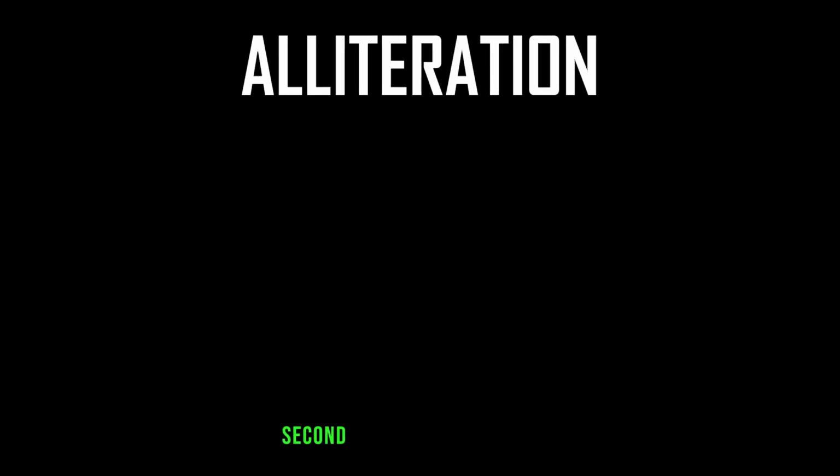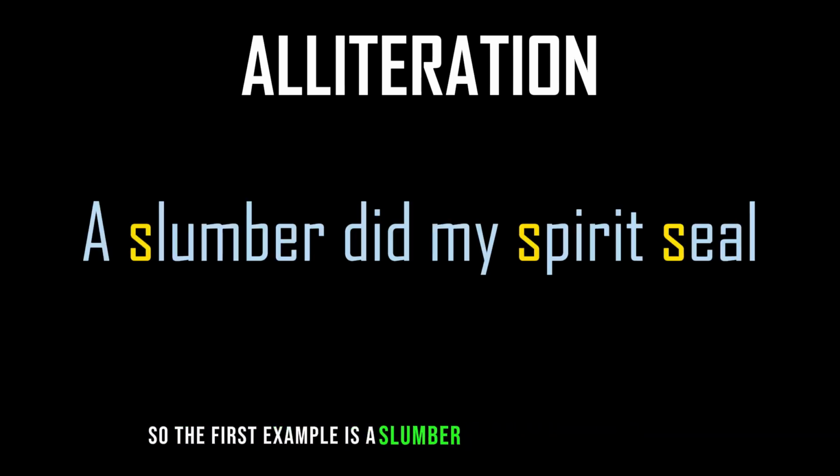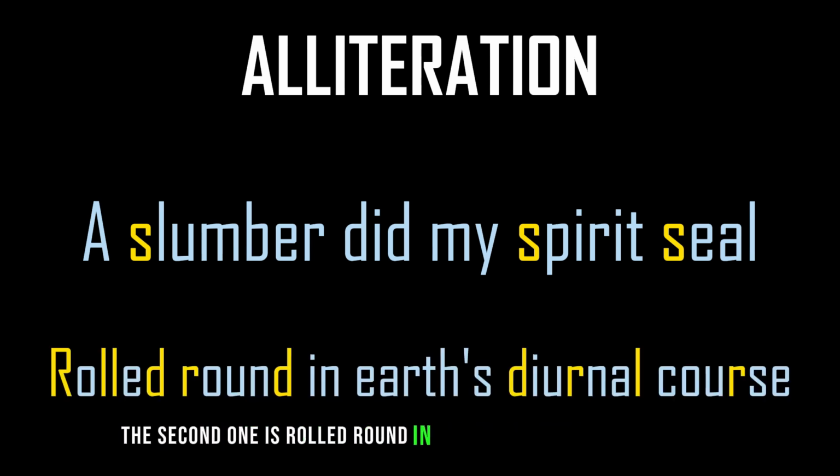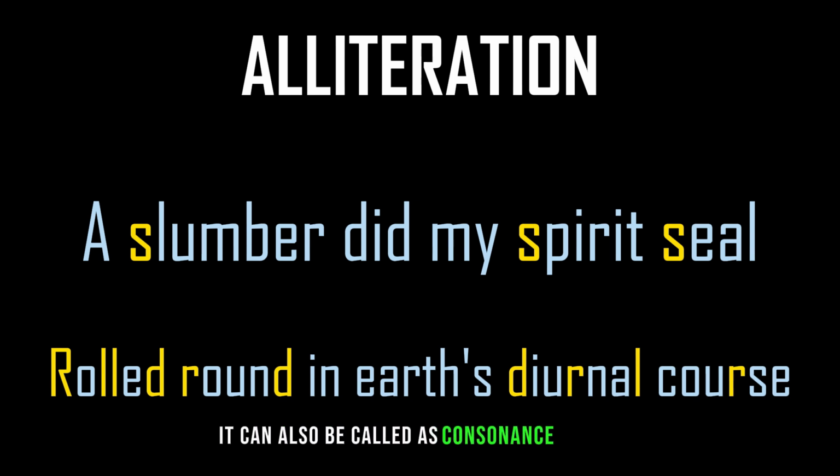Okay. Second is alliteration. So alliteration, as you all know, is a poetic device in which the poet repeatedly uses the sound at close intervals with the purpose of making the poem lyrical. So the first example is, a slumber did my spirit seal. So the sound of S is being repeated here. The second one is, rolled round in earth's diurnal course. So here we see the sound of R, L and D being repeated. It can also be called consonance.